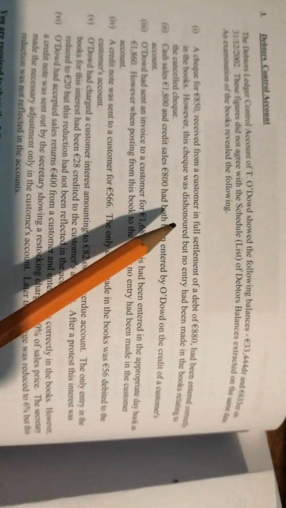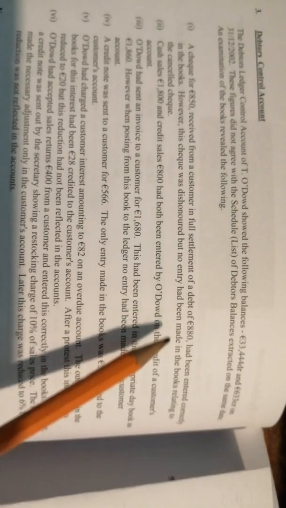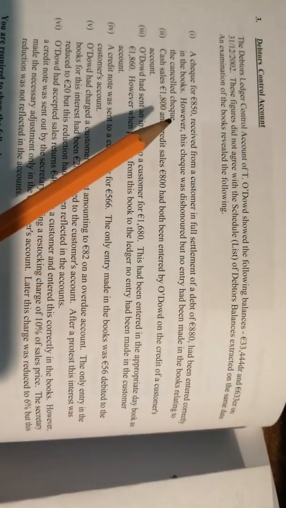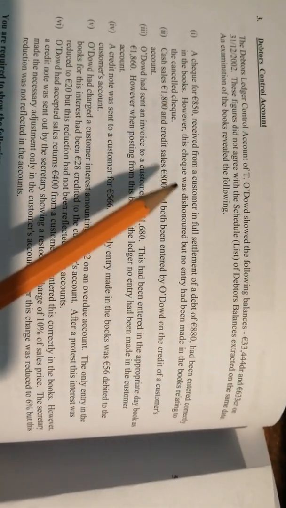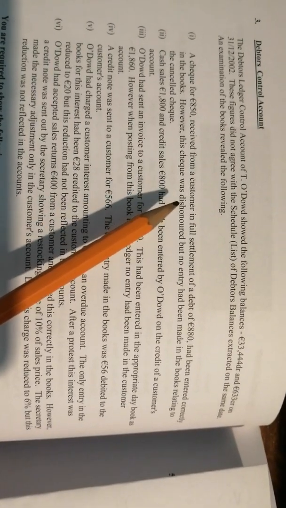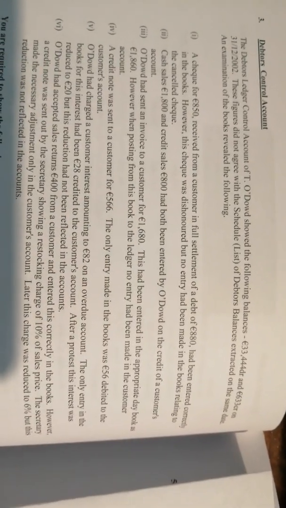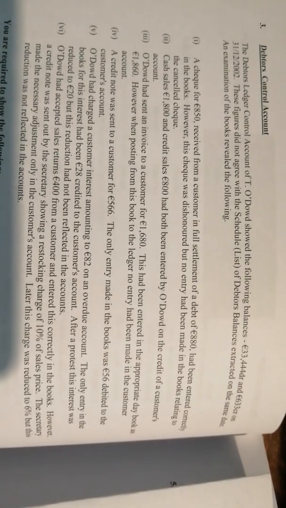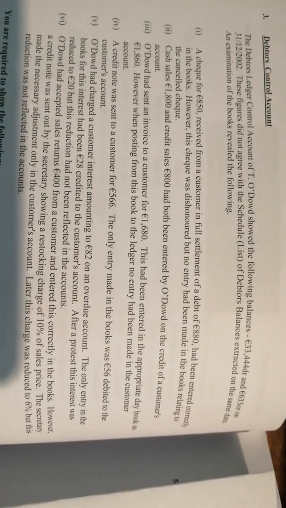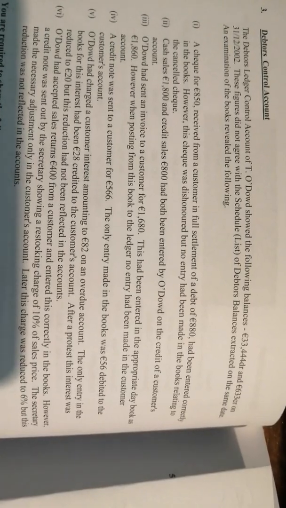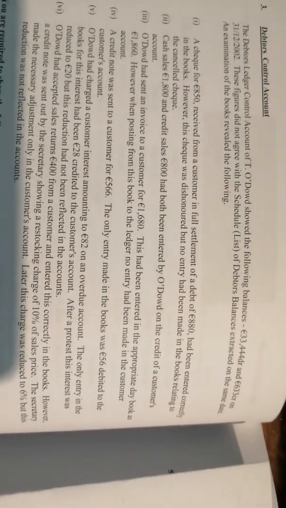However, this cheque was dishonoured, cheque bounced, but no entry had been made in the books relating to the cancelled cheque. So if no entry was made at all in the books in relation to the cancelled cheque, it means we're going to be doing the same thing in the schedule or list as we are in the control account. So we just need to look at one of them and just do the same thing for our entries in both then.